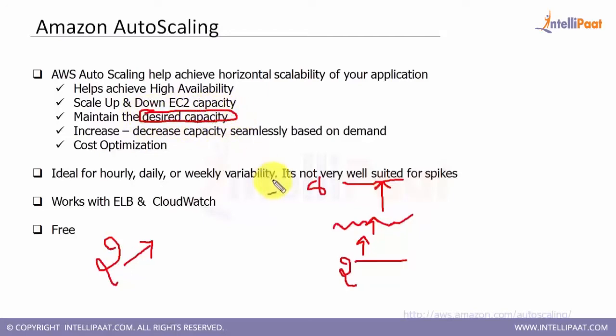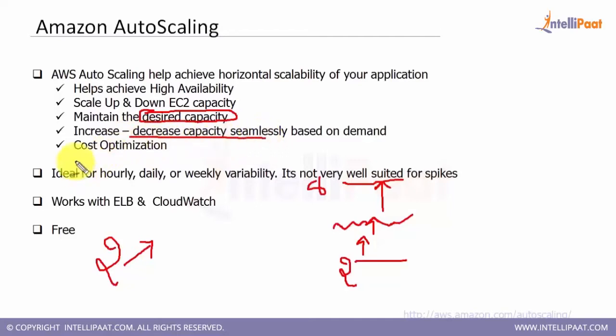We will see in the demo how you can scale up, scale down, and how you can define the minimum size, maximum size, and the desired capacity. But it's important to understand these are the three parameters: minimum size, maximum size, and the desired capacity. And with this, you can increase or decrease capacity seamlessly.